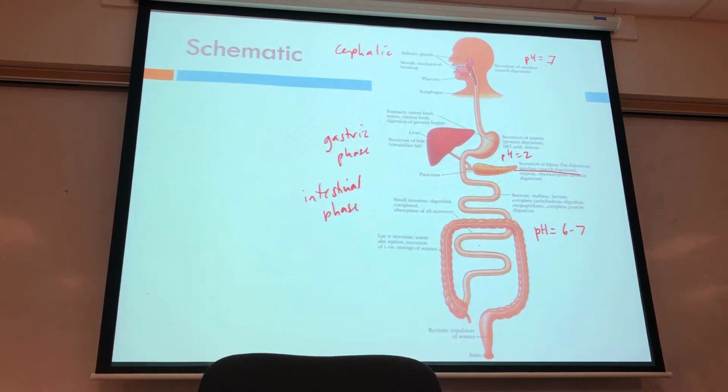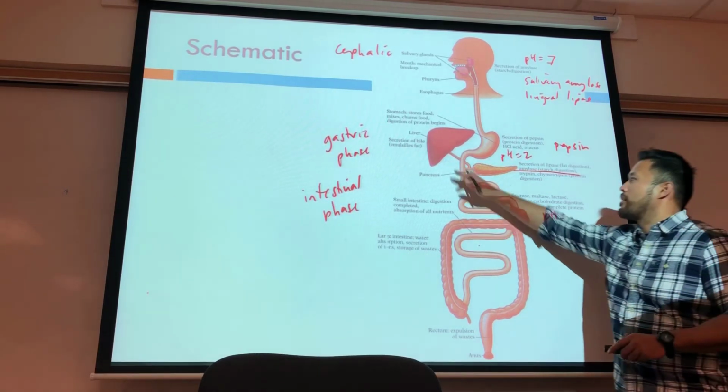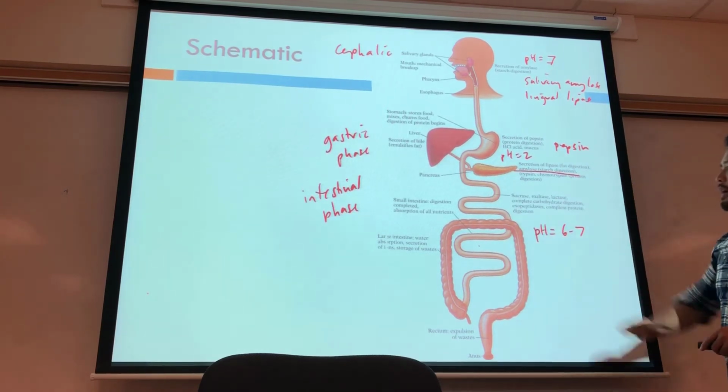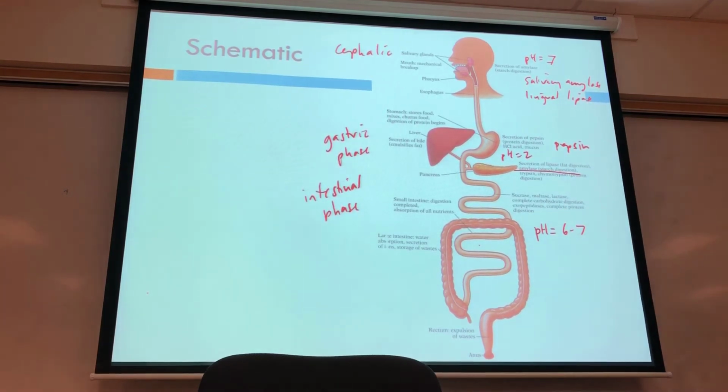By now we have our enzymes, which we discussed: salivary amylase, lingual lipase, and our pepsin. And then we'll talk about the other enzymes that are produced by the pancreas, the production of bile by the liver. We'll talk about a couple more liver functions as well, since we're already on that topic. And then the rest of the intestines we'll cover.